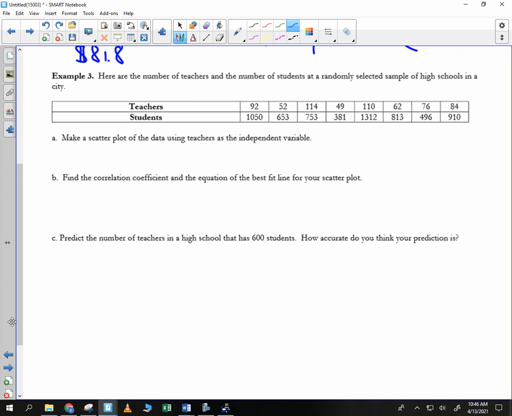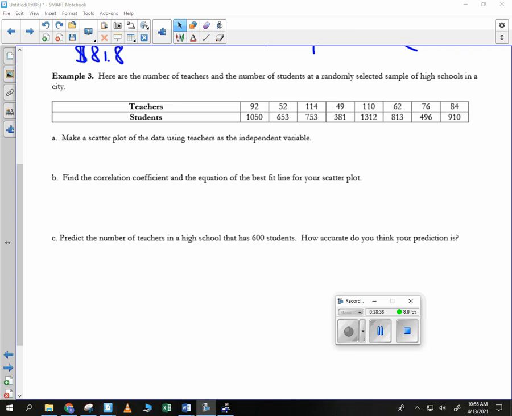Okay, you try number 3 on your own. Go ahead. Work with a partner if you need to. And that's it for the day. We'll cover that last example tomorrow.